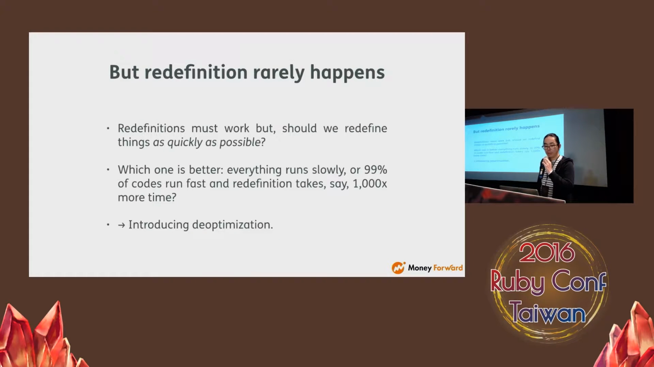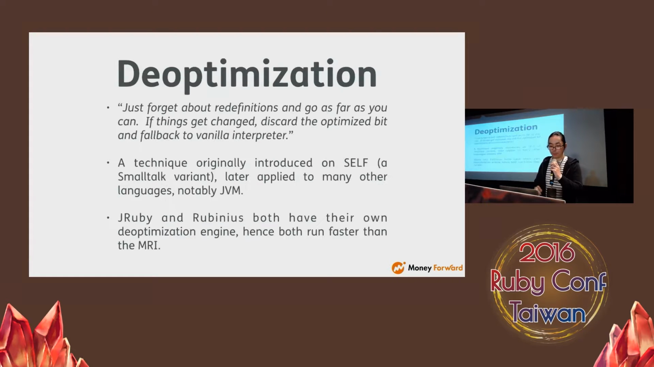That being said, redefinitions are rare. 1 plus 2 is arguably 3. People are not evil enough to break your first grade numbers. Of course, redefinitions are part of the Ruby language, so if it happens, it must work. But like I said, it's very rare, so it should not always be slow to execute.